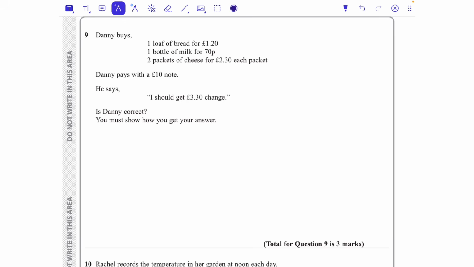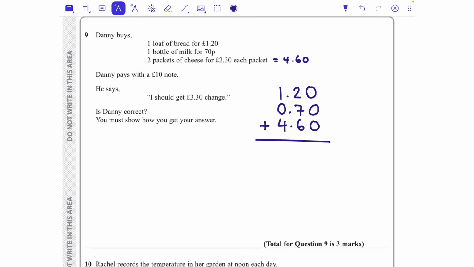He's got 1 loaf of bread for £1.20, 1 bottle of milk for 70p, so let's make that 0.70 because we're working in pounds here. And then 2 packets of cheese for £2.30 each packet. So £2.30 times by 2 is £4.60. So he's buying 2 of those. So let's add that one as well. Let's add all that together.